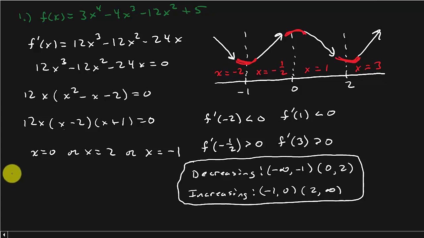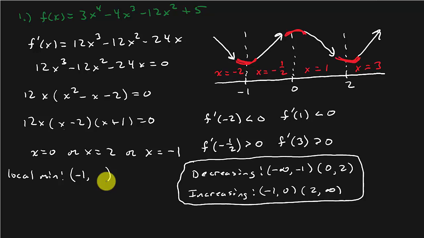So we've got, let's do our local minimums. So I have a local minimum at -1. Now, what do I need? Well, I need the y value of the coordinate. Okay. The local minimum and local maximum is a point. It's a point on the graph. So I need an x and y coordinate. This is where students mess up all the time.